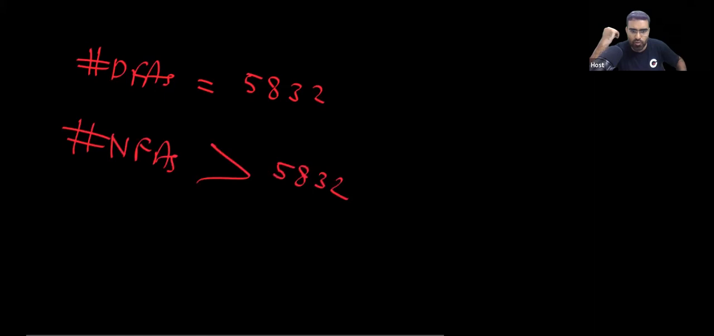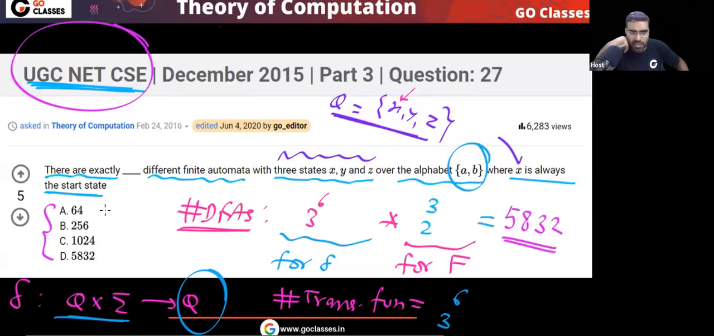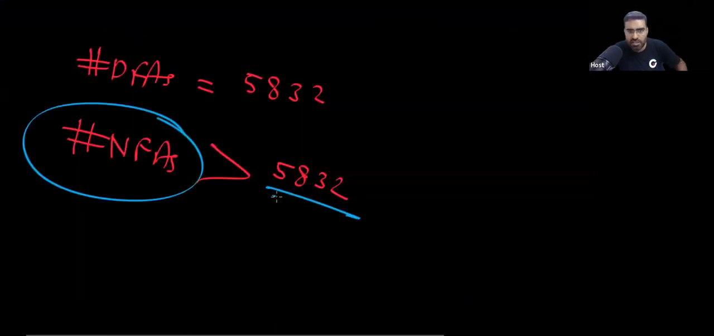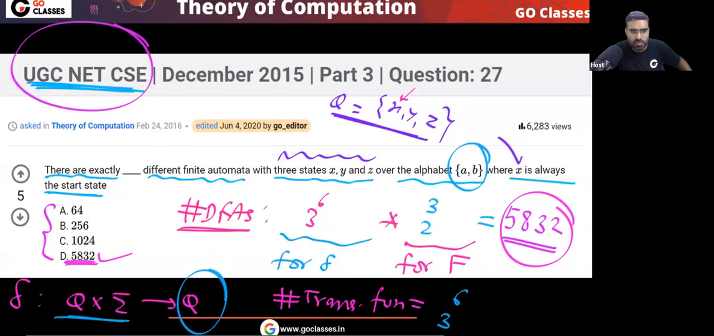So the question maker of this question, there is no option greater than this. Yes or no? There is no option greater than this. So what will be the answer? Option D will be the answer. Because remember, the NFAs will be more than this. What is the question maker thinking? The question maker is thinking that finite automata means DFA.